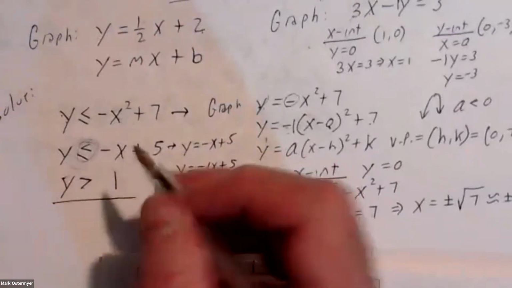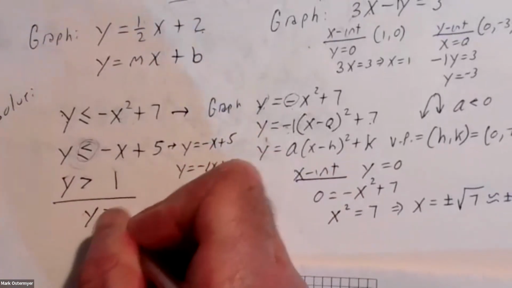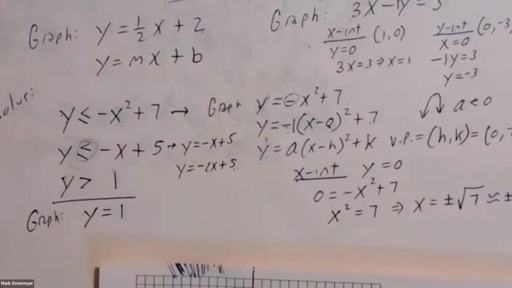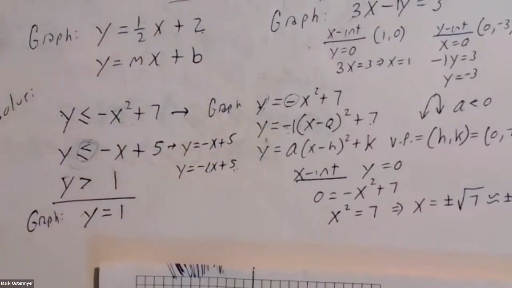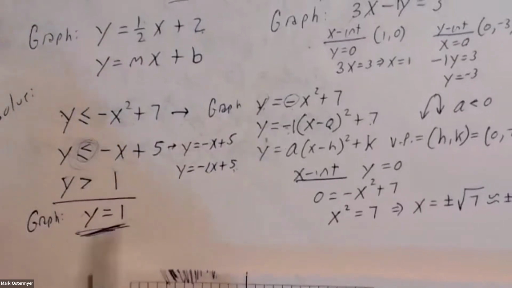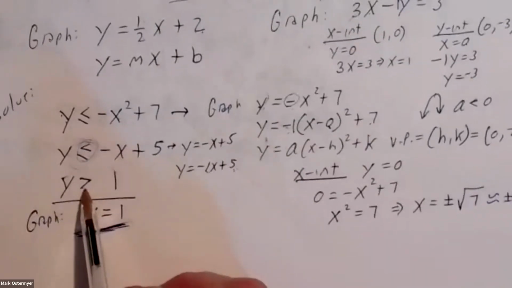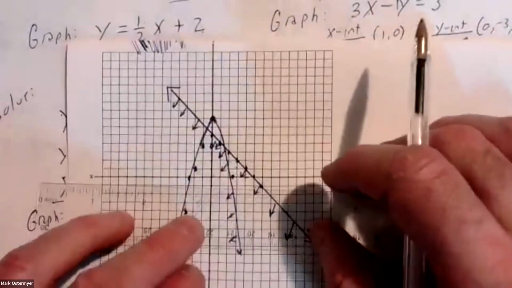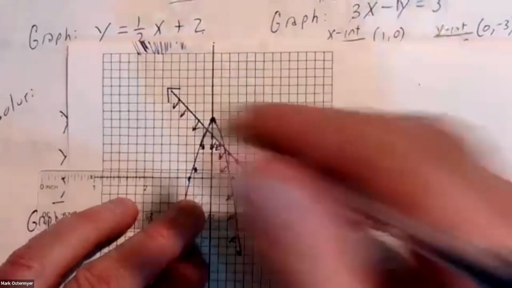Okay, one more, y is greater than 1. We have to solve this inequality. What is the associated equation? y equals 1. What kind of a line is this to say y equals 1? Vertical or horizontal? Horizontal. It's a horizontal line, and it would be a what? A dashed horizontal line. Notice that goes through the y-axis at 1. Take your ruler, put a dashed horizontal line through the y-axis at 1. Here it is.